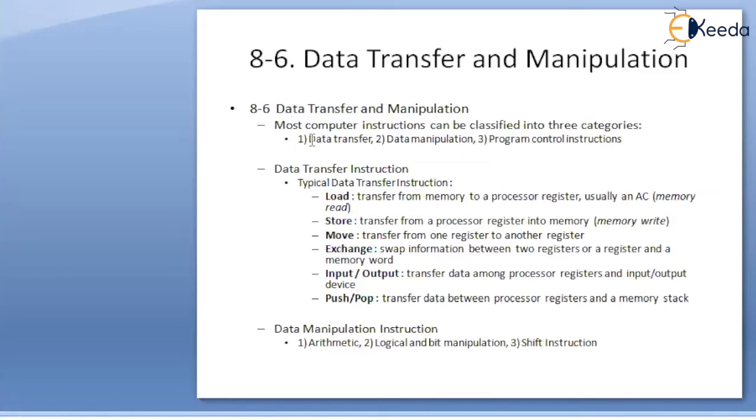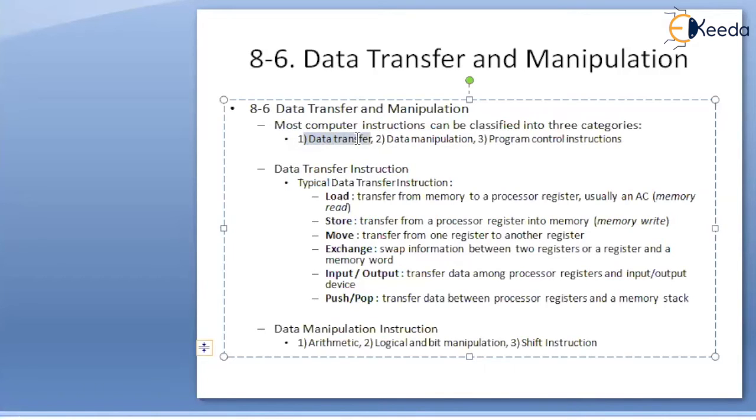What are those? First one is data transfer instructions. Second one is data manipulation instructions. And the third one is program control instructions. Let us understand what each and every criteria is all about.